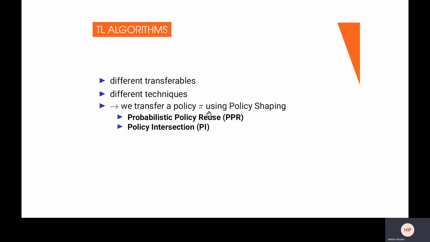What we are going to look into in this work is transferring the policy of an advisory policy, which is the policy learned on the source task. We're going to transfer that policy using a policy shaping technique. The two techniques that we are going to review and compare here are probabilistic policy reuse and policy intersection. These techniques are not new. PPR is from 2006 by Fernandez et al., and policy intersection is by Griffith et al. in 2013.